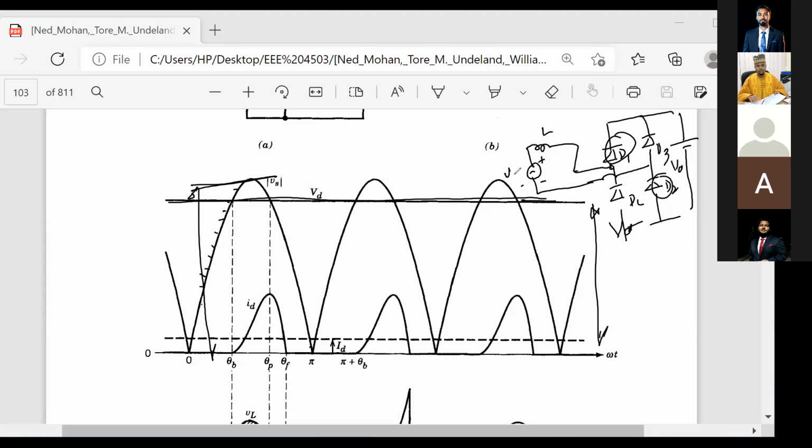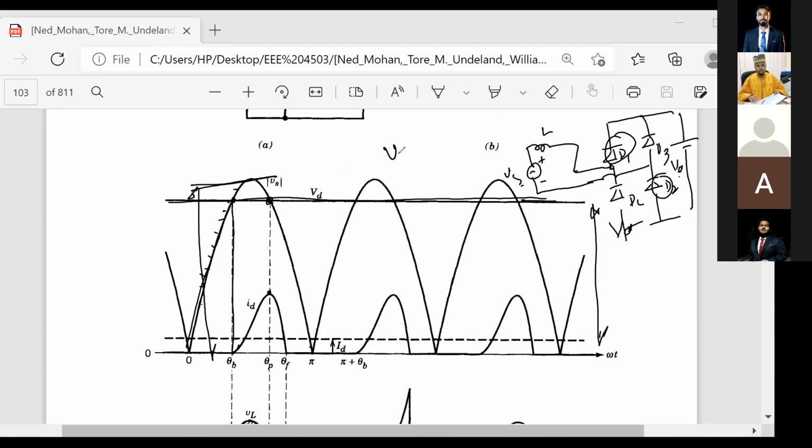Because this VS is less than your VD. When this voltage VS crosses, then only D1 and D2 should start conducting. You understand it or no? Yes, sir. So that is the beginning point, and it should start conducting like this. And the crossing point of VD and ED, there should be the peak value, the same as before.